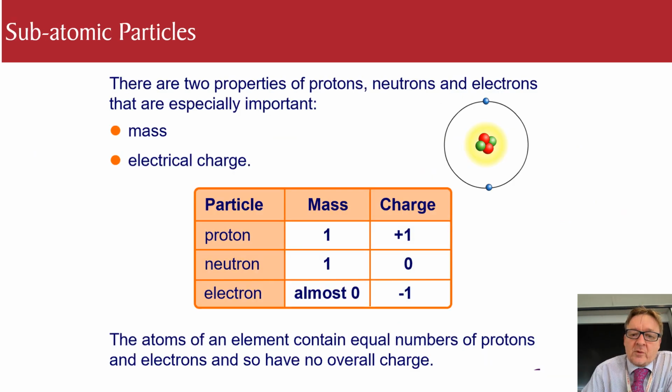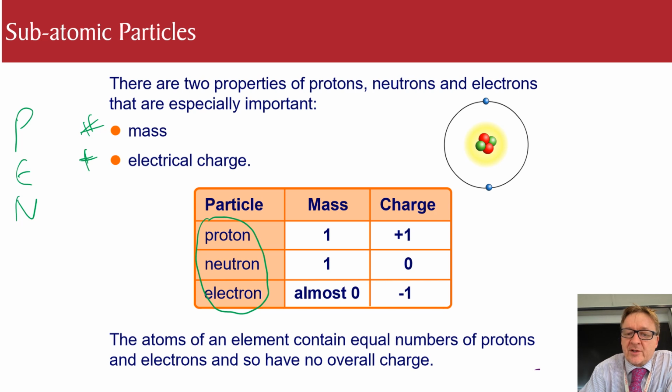Okay, so now we're looking at our subatomic particles. So that is our PEN: protons, electrons, neutrons. Right? The two things you need to know about are the mass and the electrical charge. So we've got protons, neutrons and electrons here. It's in a slightly different order, so just be aware of that.